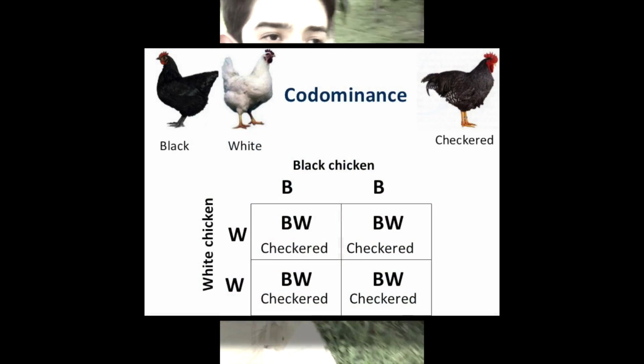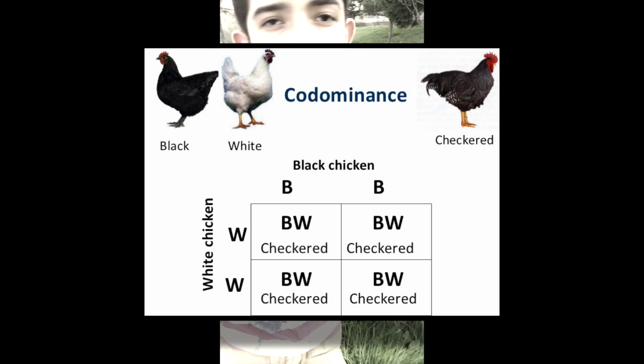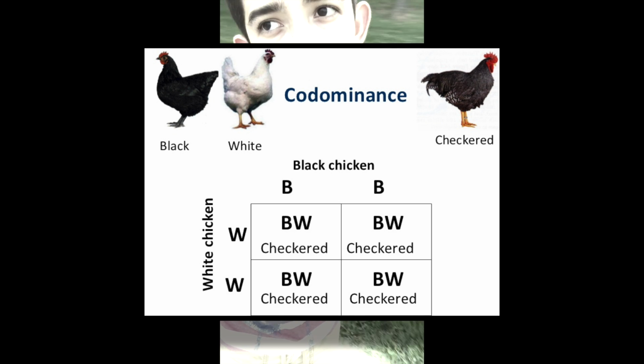Now, if we talk about codominance, codominance is when both traits appear together. You're not going to see a blend or mix; you will see both traits appear in that offspring. For example, let's use a chicken example. We have a black chicken and we have a white chicken. You're going to see a checkered chicken, so you'll see both colors present in the chicken, perhaps as spots or whatever it is. You will not see a blend of 2 colors, you will see both colors. Just remember, that's the difference between codominance and incomplete dominance.